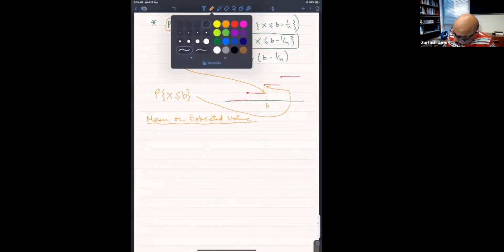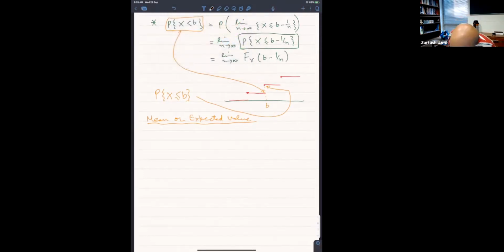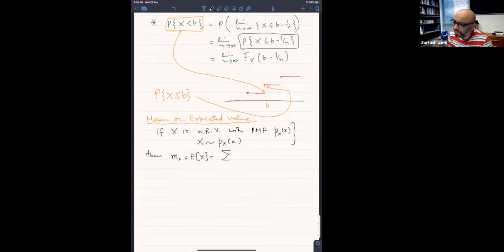So expected value or mean value: if X is a random variable with PMF P capital X small x, which we also write as PXX, another way of writing it, these are equivalent. Then the expected value of X, or mean of X, is equal to all the possible values that X can take, multiplied with the corresponding probabilities.